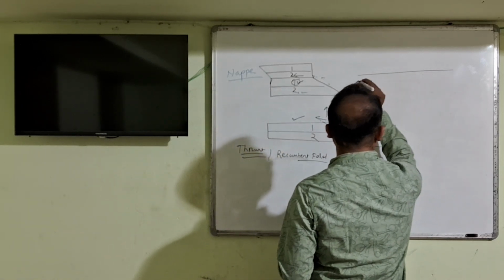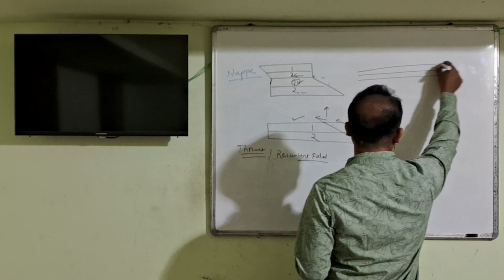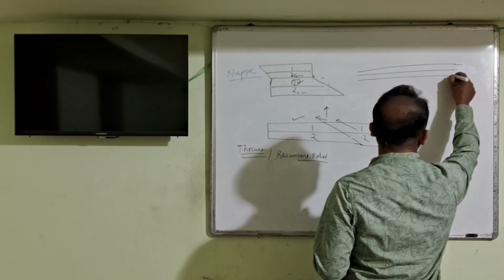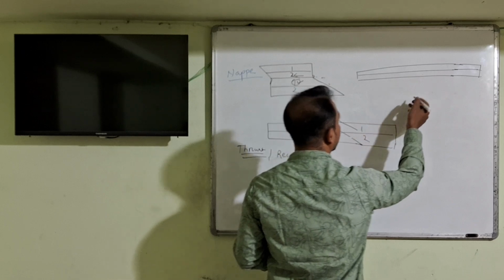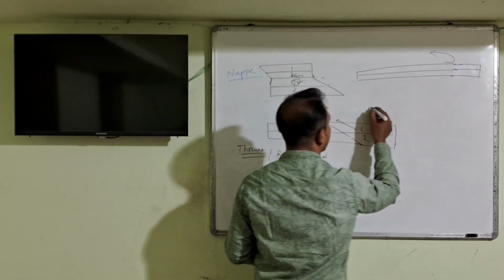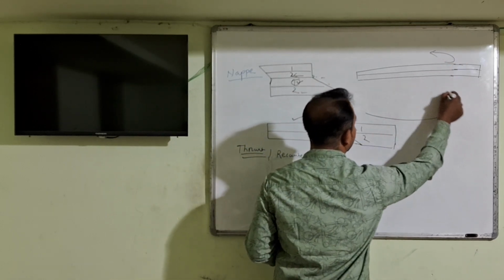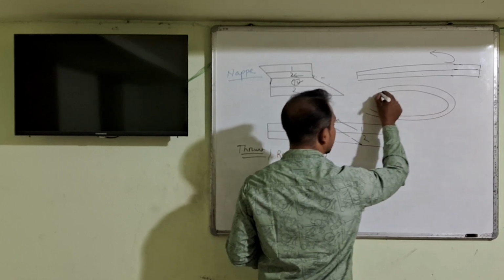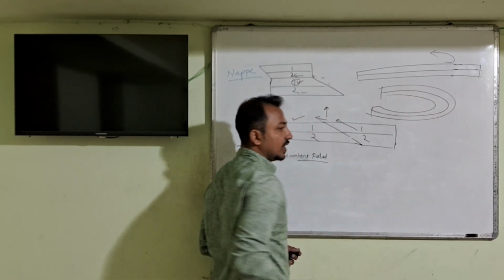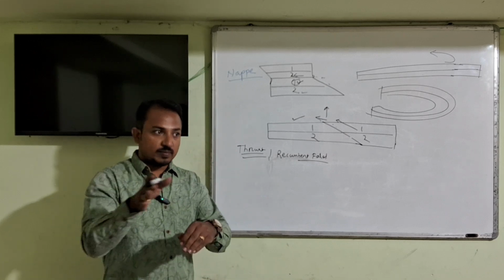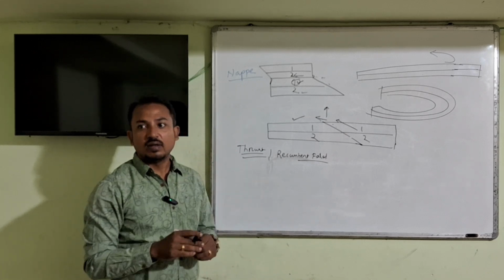So this is a bed. During recumbent folding, it bends like this. Okay. So this will also be considered as a nappe structure, where the lower one will move over the upper one.